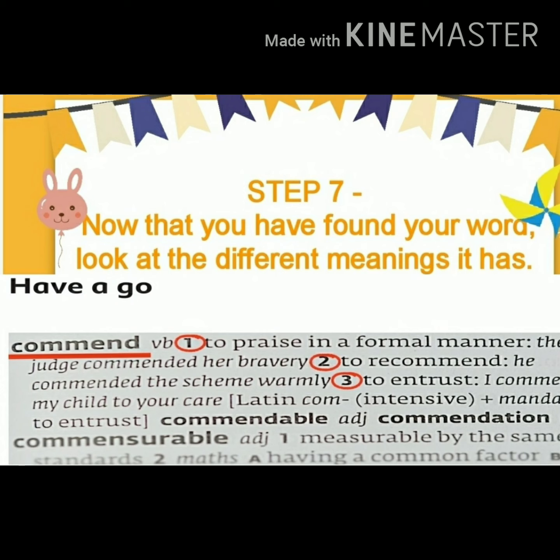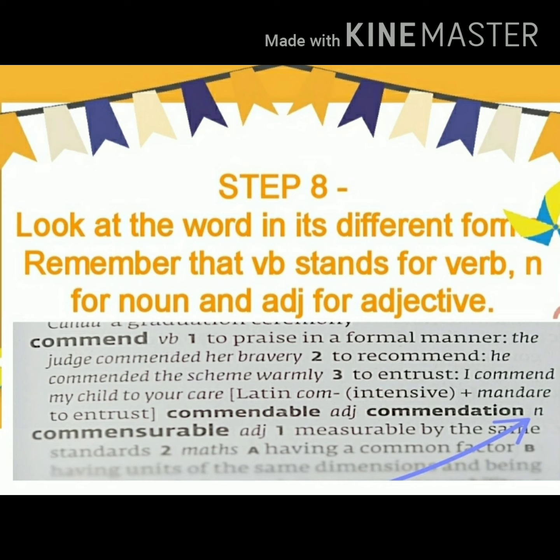Next, step 7. Now that you have found your word, look at the different meanings it has. The word commend has 3 meanings. To praise in a formal manner. Second meaning, to recommend. Third meaning, to entrust. Step 8. In step 8, look at the word in its different forms. Remember that VB stands for verb, N stands for noun and ADJ stands for adjective. So here the word commend is a verb, commendable is an adjective and commendation is a noun.